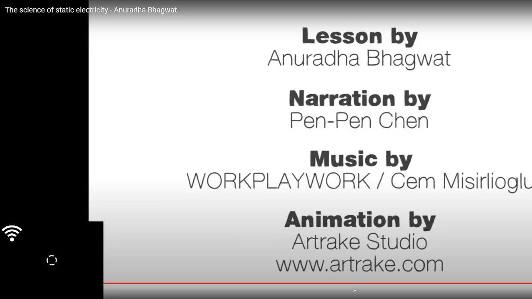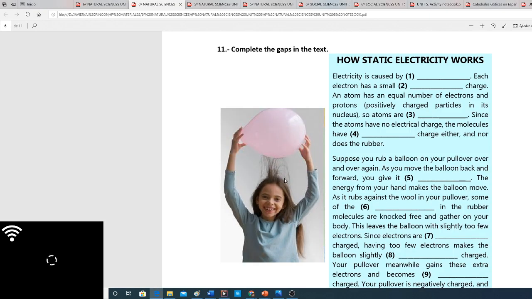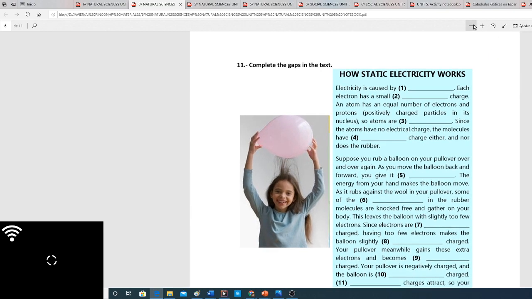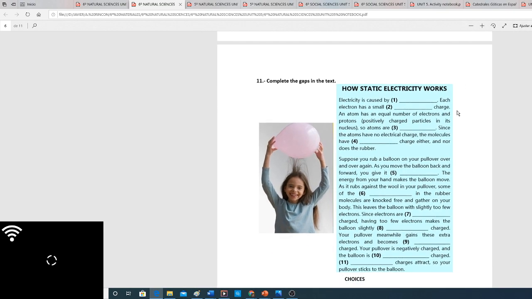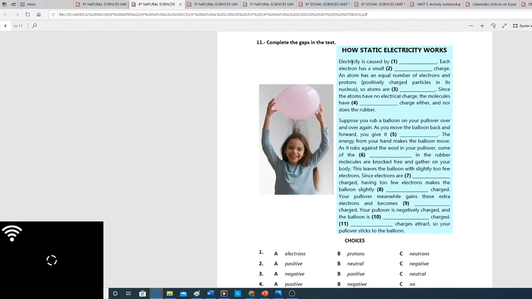So, very good. Let's go back to our material. This is the exercise part, and you can take part in this exercise. Very easy. So remember, I need your contribution. We have to complete the gaps in the text. So, how static electricity works.